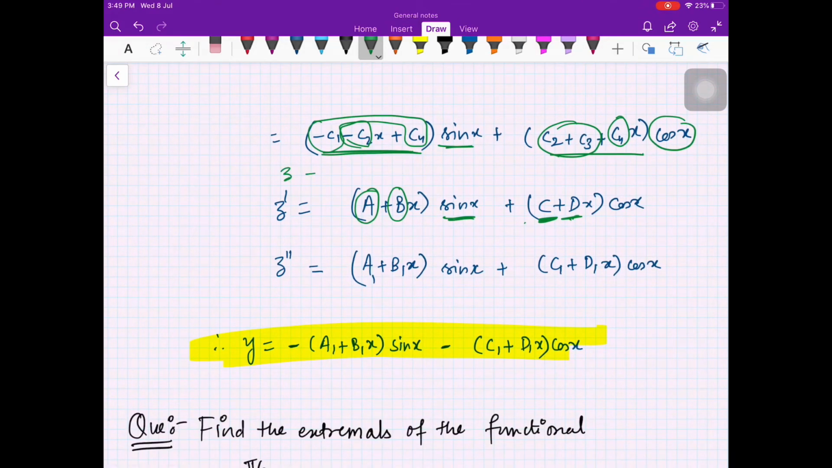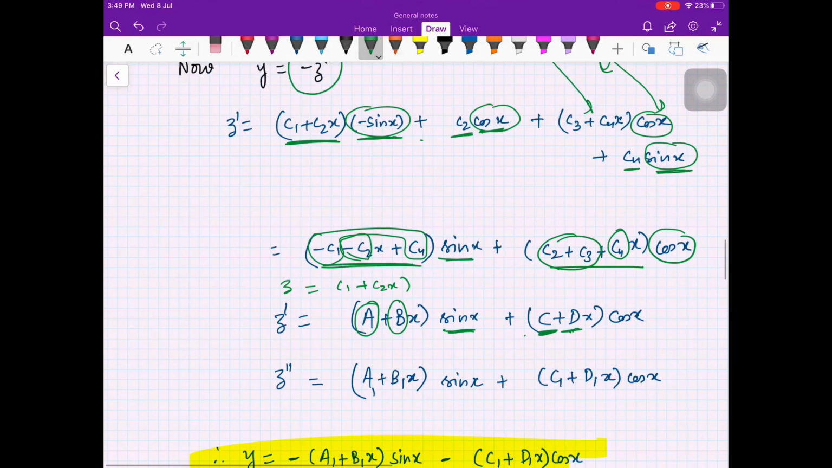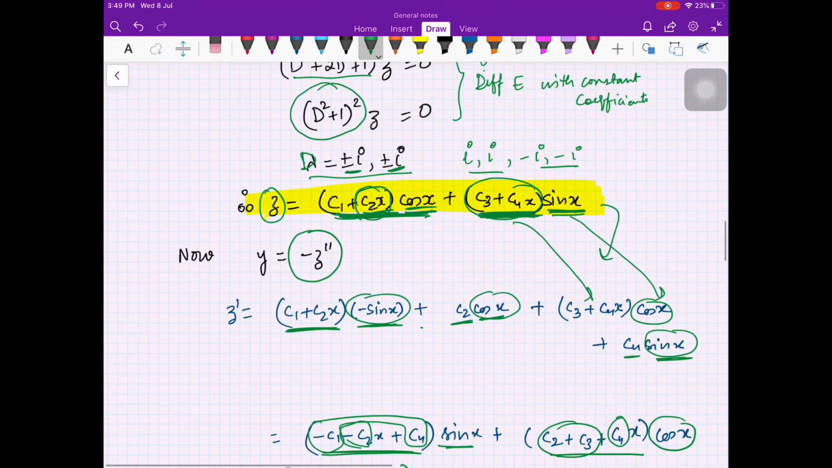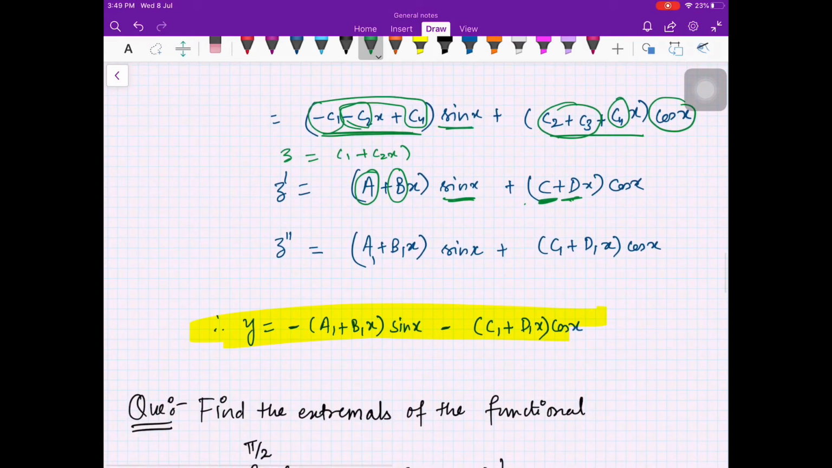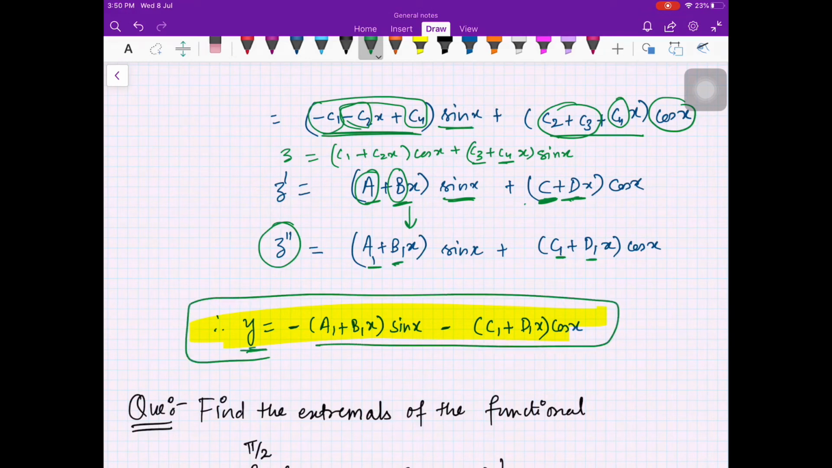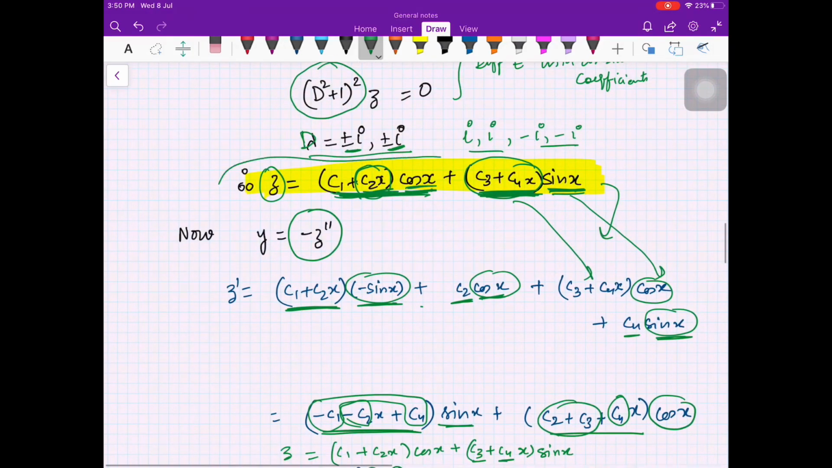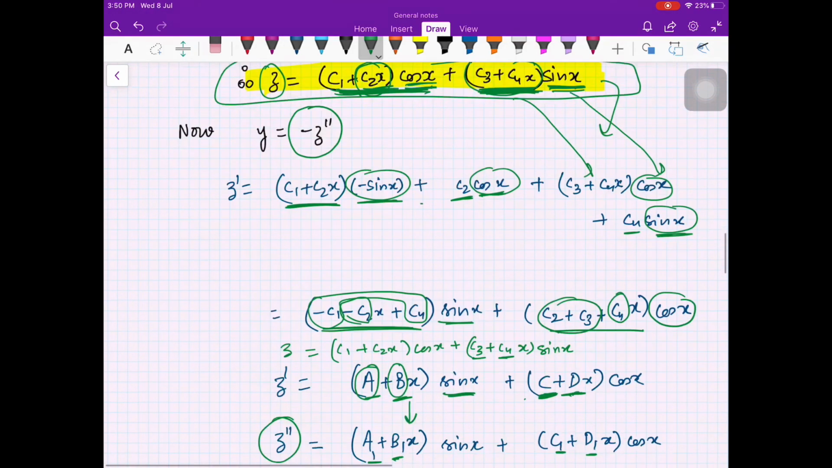So similarly we saw that if z is (c1 + c2x) cos x + (c3 + c4x) sin x, if we differentiate it once we get the same terms, just the constants are changed, right? If you differentiate it once more, you will get the same thing, just the constants are changed. So this, with a negative sign, is your y, right? You wanted to find out y as well as x, so this is y and this is your z here, right? So this is how you solve these problems.